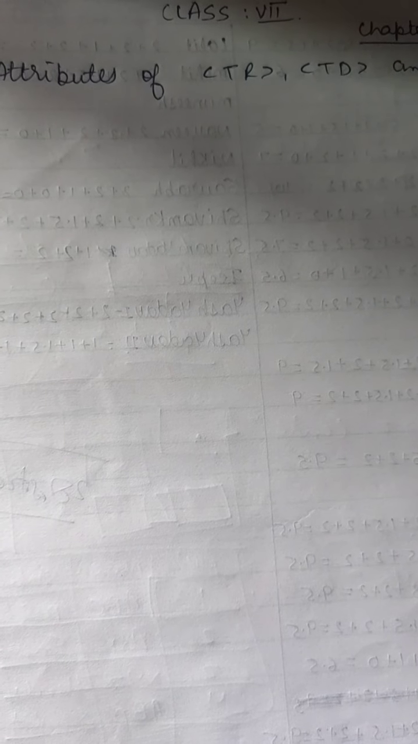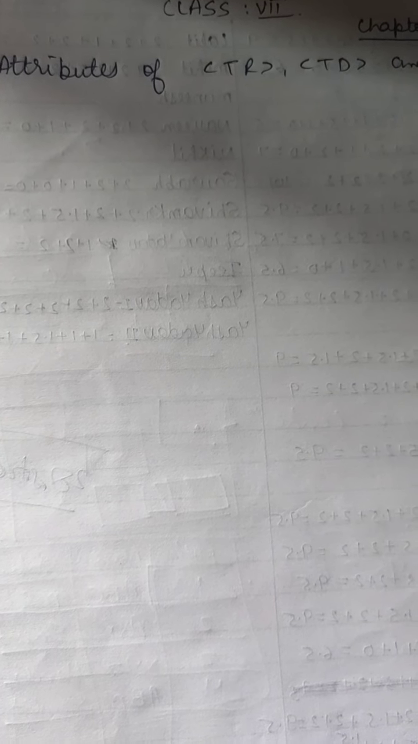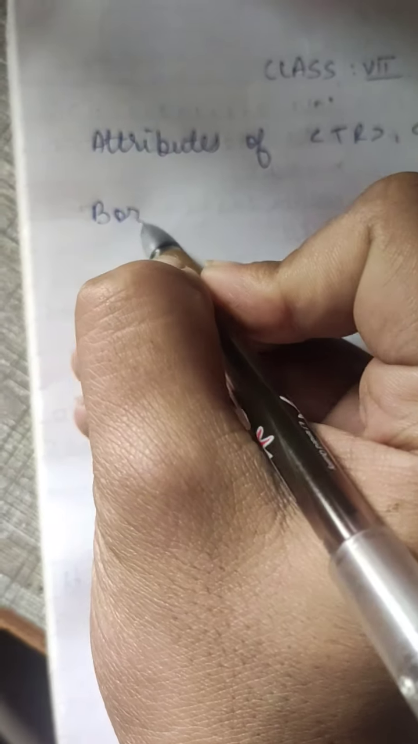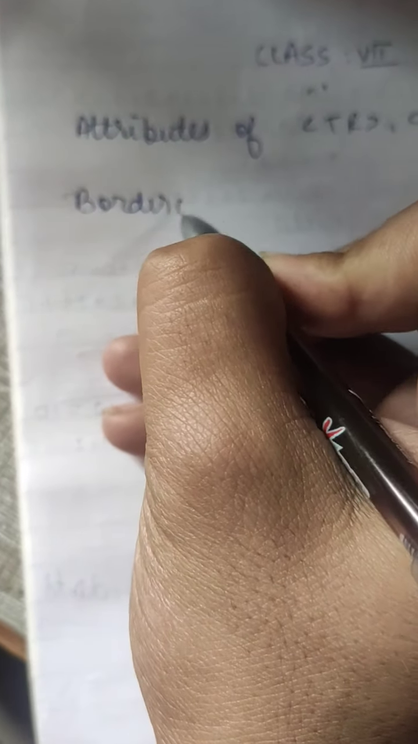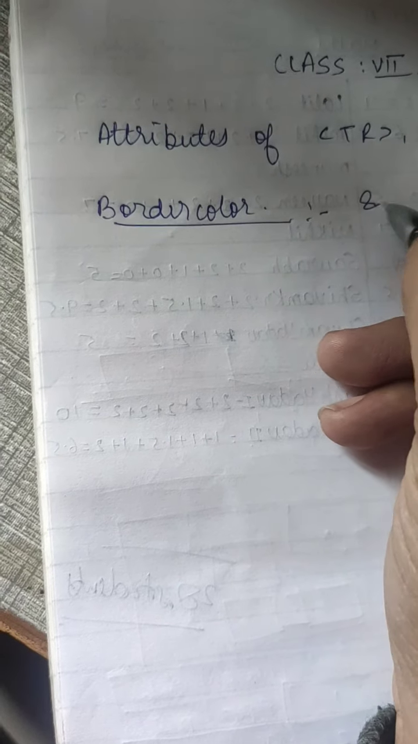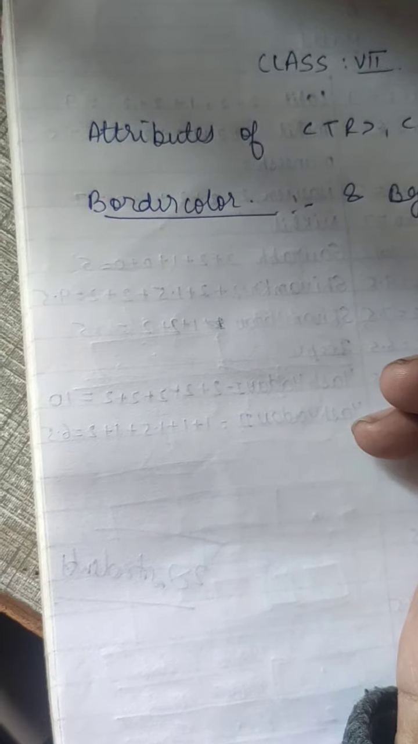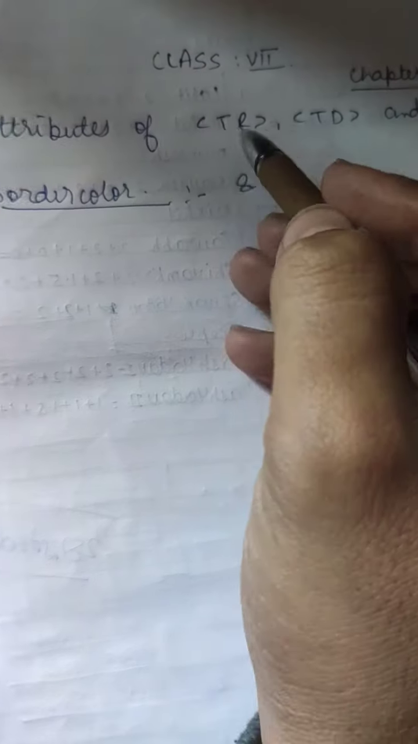Today we are going to discuss chapter number 10, tables and forms in HTML, in which we will start with the attributes of tr, td and th. So what are the attributes of tr, td and th? The first is the border color, and the second is the bg color. How will we use these? They can be used in the tr, td and th tags.